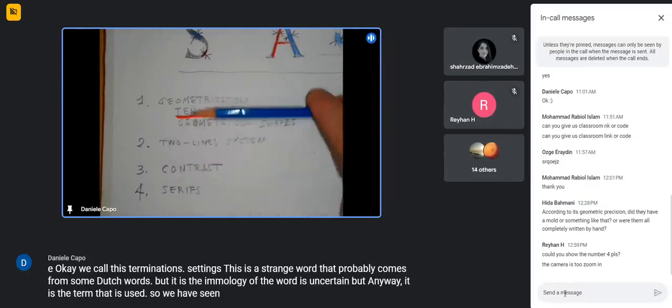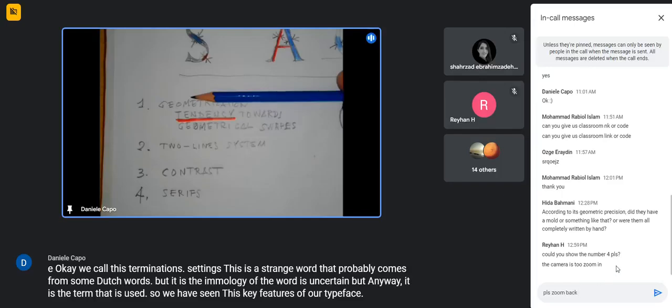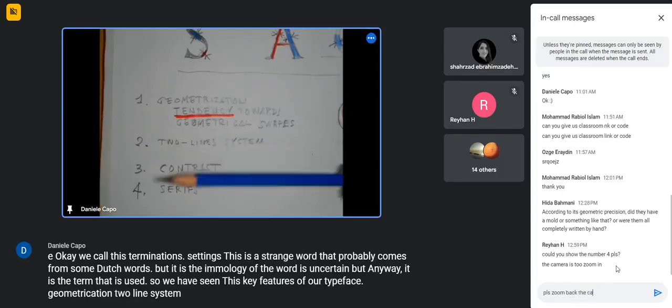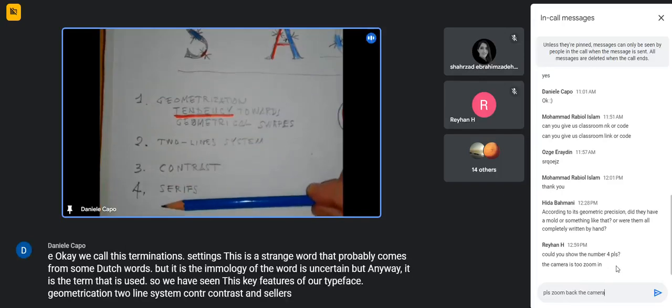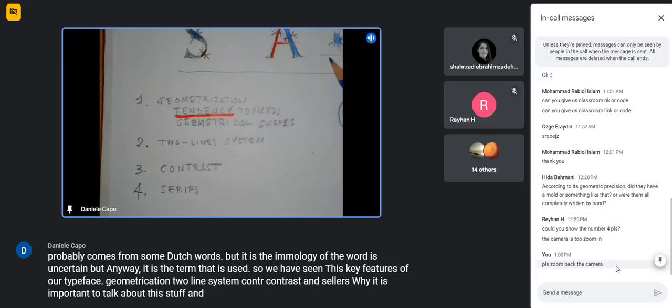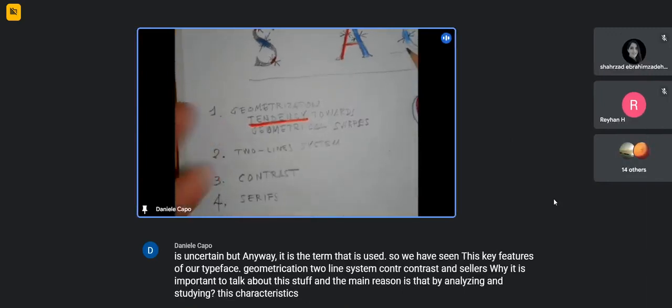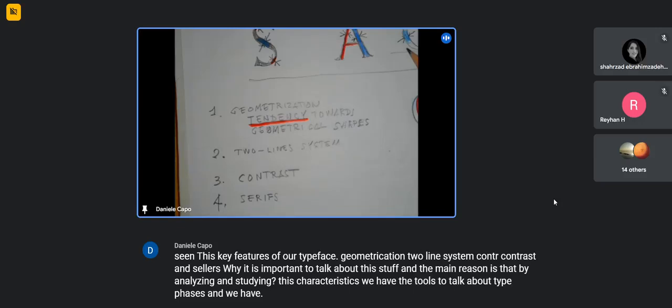So we have seen these key features of our typeface: geometrization, two-line system, contrast, and serifs. Why is it important to talk about this stuff? The main reason is that by analyzing and studying these characteristics, we have the tools to talk about typefaces, or letters in general. We are able to understand letters.